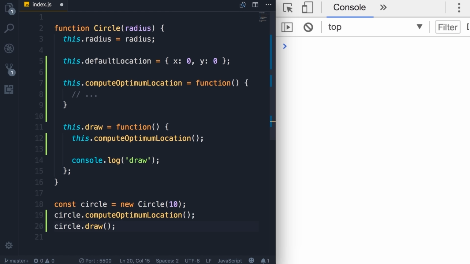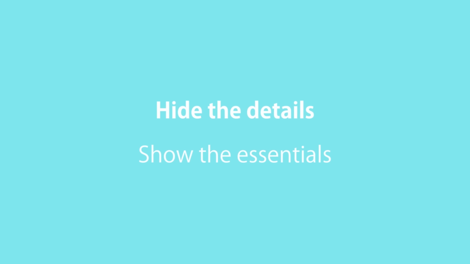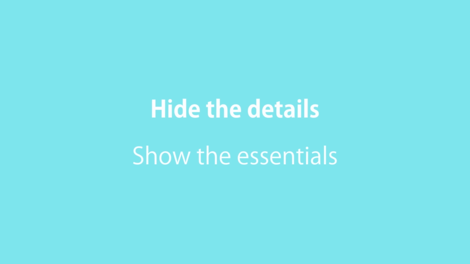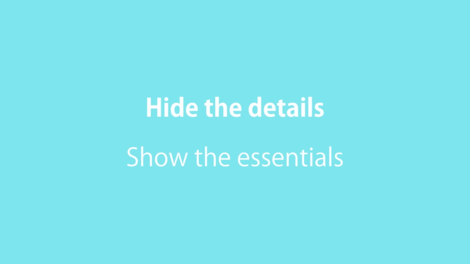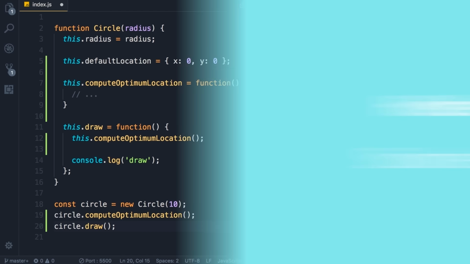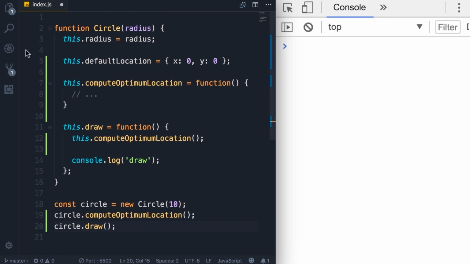So in object-oriented programming, we have this core concept called abstraction. Abstraction means we should hide the details and complexity and show or expose only the essentials. In this particular example, we should hide this property defaultLocation as well as this method. These are implementation details. These are part of the complexity of this object.